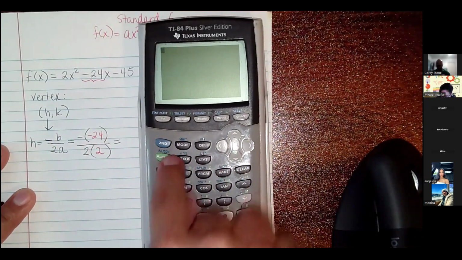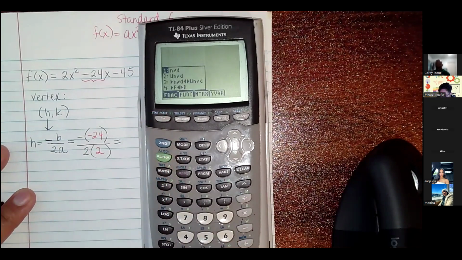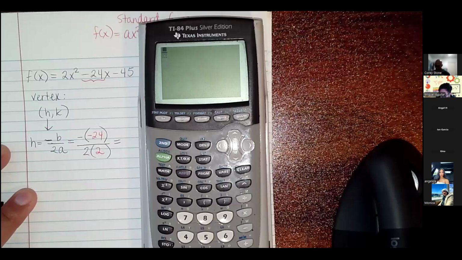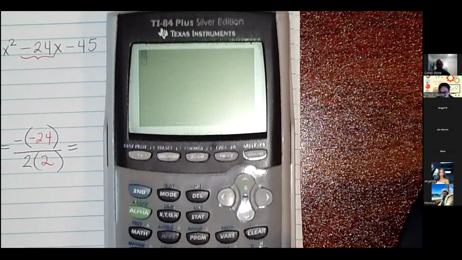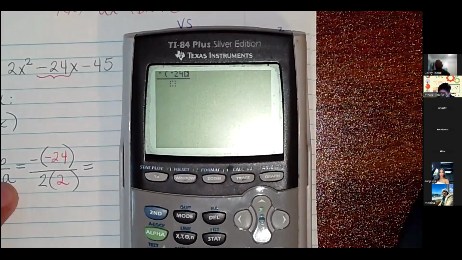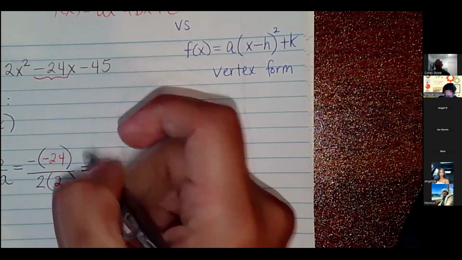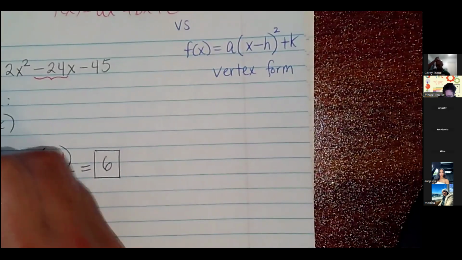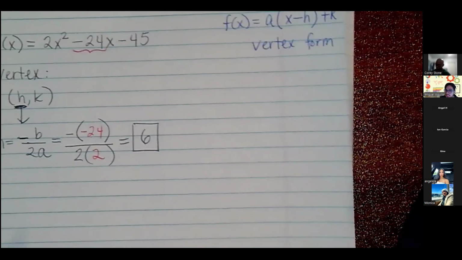So I'm going to put a fraction, which is alpha, y equals. Hopefully we've memorized how to get those fancy fractions. And I'm going to zoom in just so you can see what I'm putting in there. I'm going to put negative parentheses negative 24, close the parentheses. And then I'm going to put 2 parentheses 2, exactly what I wrote down. Hit enter, and I get 6. Okay, so that's one part of my vertex. That's the h part. Any questions about finding the h part?